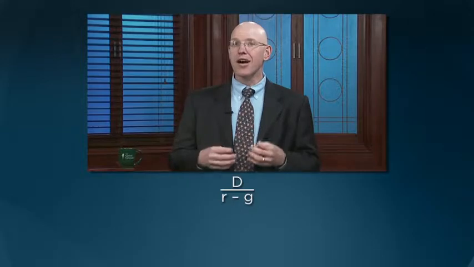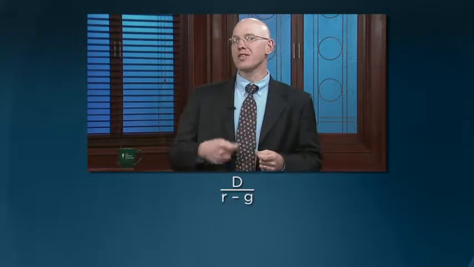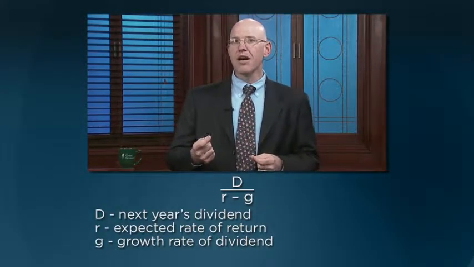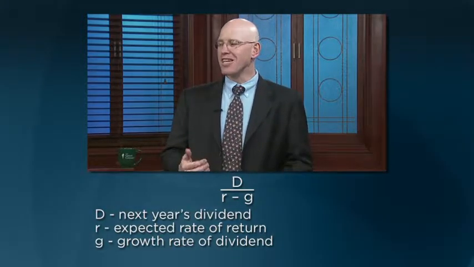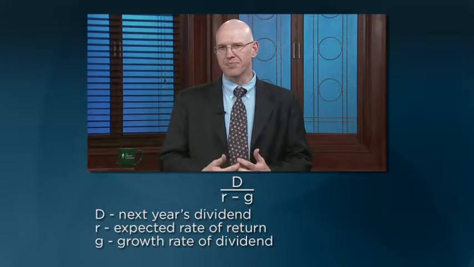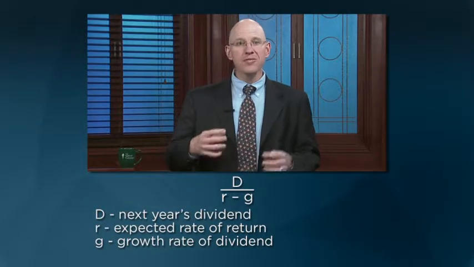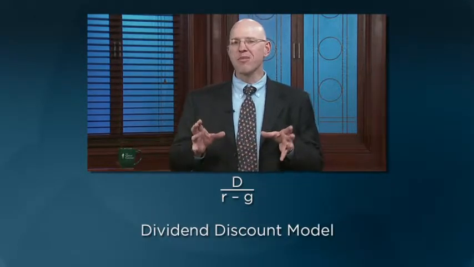So this sounds like it might be a complicated, if not impossible task to find the present discounted value of all these dividends. Actually, there's a surprisingly simple formula for the present value of the sum of all future dividends. It's D divided by the quantity R minus G, where D is next year's dividend, R is the expected rate of return on the stock, and G is the growth rate of the dividend. This formula is called the dividend discount model.